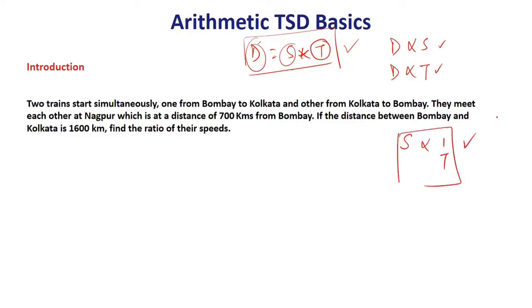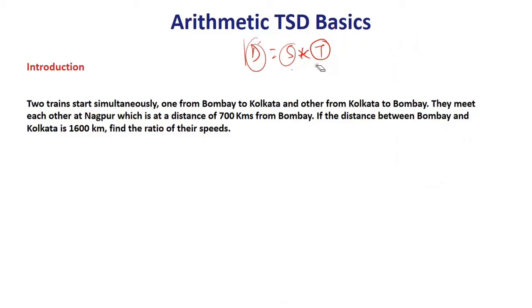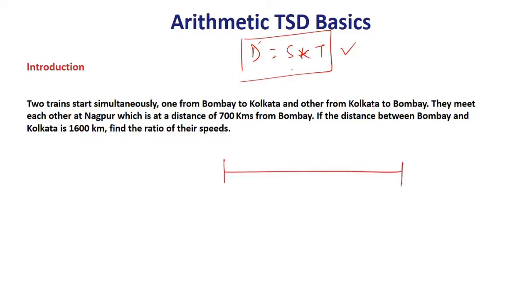So let me show you an application of this very simple thing. And many a times you will get questions in CAT also basis this very simple fact. Let's see a question. Two trains start simultaneously, one from Bombay to Kolkata and other from Kolkata to Bombay. Now they meet each other at Nagpur, which is at a distance of 700 kilometers from Bombay. So meeting at Nagpur, this is 700. So this remaining must be 900 because the total distance has been given as 1600. Now what's the ratio of the speeds?